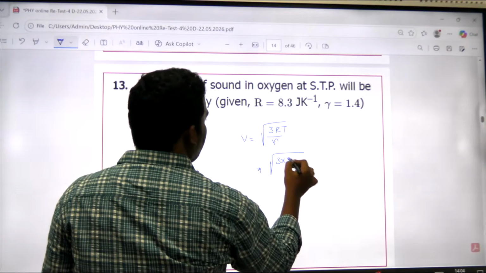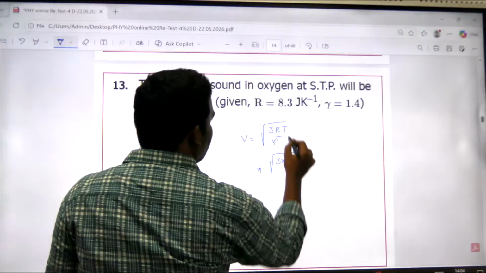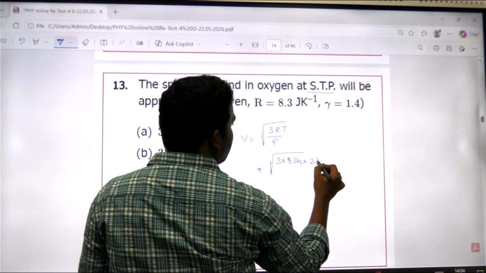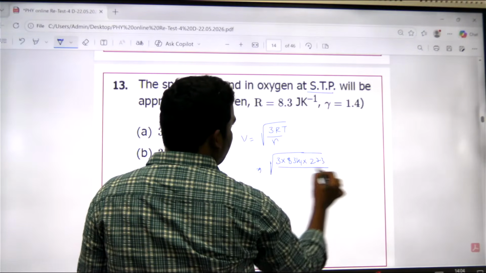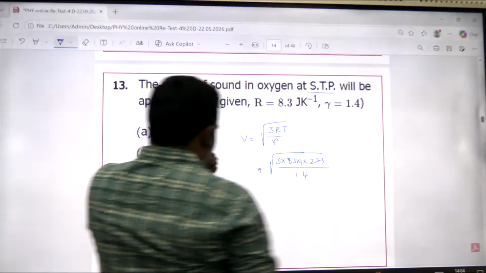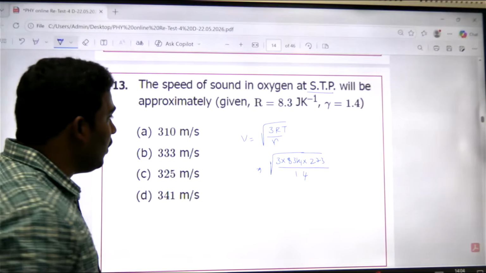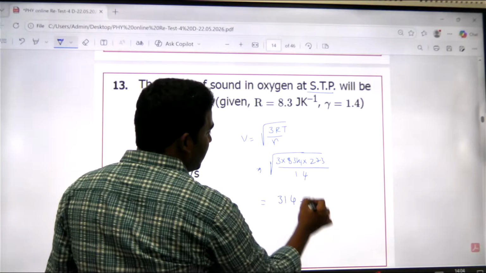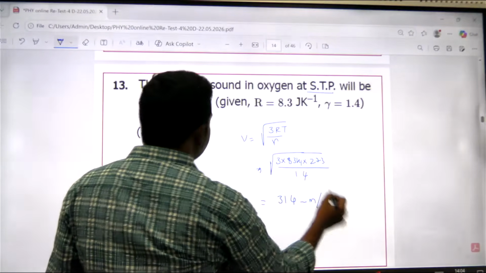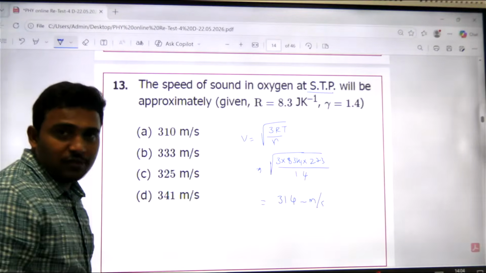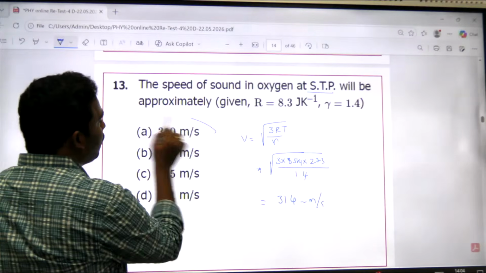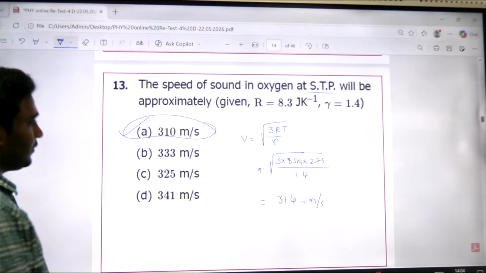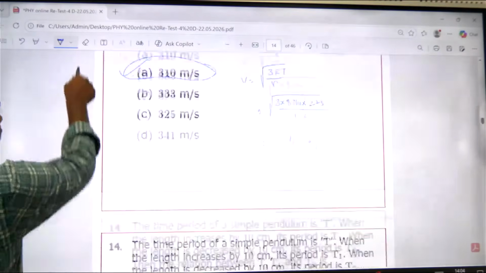What is R? 8.314, into the absolute temperature, which is 273, divided by gamma. What is gamma? It is 1.4. If you calculate, you will get 314 meter per second. In the given options you don't have 314, so the closest value would be 310 meter per second. So your answer is 310 meter per second. And going to your next question.